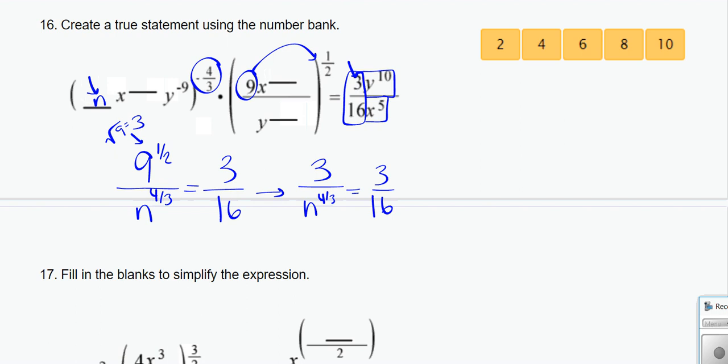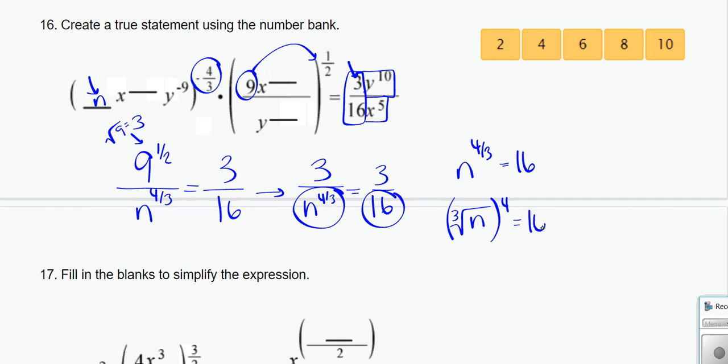Okay, so now we see that the 9 to the 1/2 gets us the 3, and so all we need is the 16. And the way we get the 16 is that whatever the number is that goes in that blank, raised to the 4/3 power has to equal 16. So n to the 4/3 power must be equal to 16. So I'm going to rewrite n to the 4/3 in radical form. Okay, so that's the cube root of n to the 4th power is equal to 16.